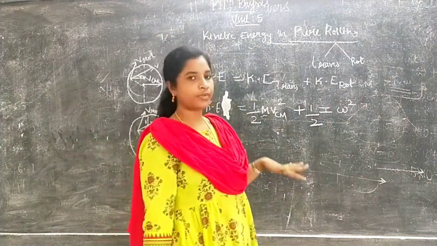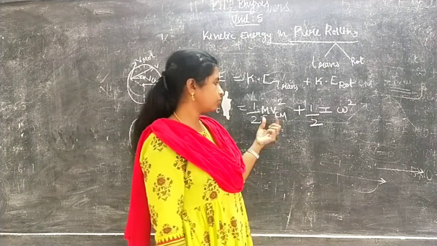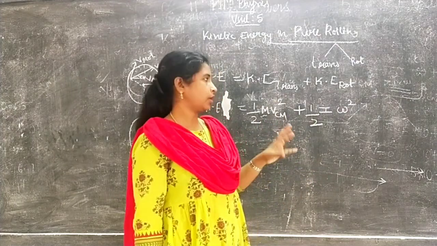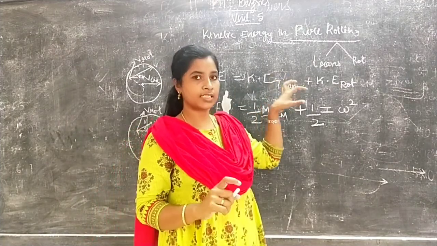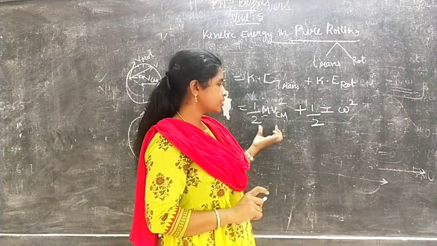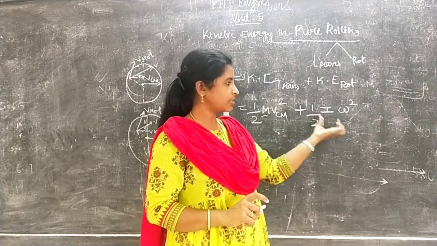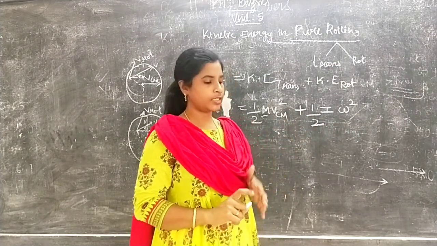Now we are going to find out the values it depends upon, so let us find out individually. This is the kinetic energy of pure rolling. It is a combination of translational and rotational motion. This is the kinetic energy in translational motion and this is the kinetic energy in rotational motion.